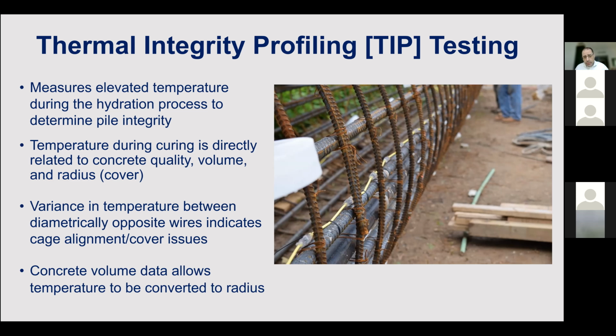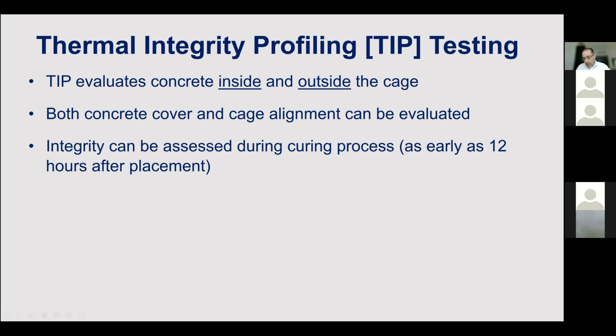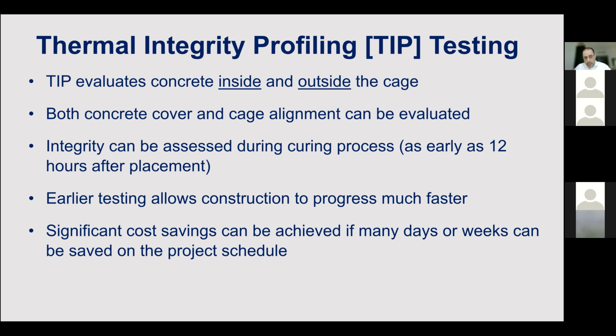It is always recommended to measure the concrete volume that's installed in the shaft with this method, as that then allows you to convert the temperature to radius. So as a summary, thermal integrity evaluates inside and outside the rebar cage, as opposed to the CSL, which can only see inside. This method can give you 100% coverage of the whole deep foundation. It can allow you to assess the concrete cover as well as the cage misalignment. Again, this is the only method in the market that can give you this flexibility or additional information.